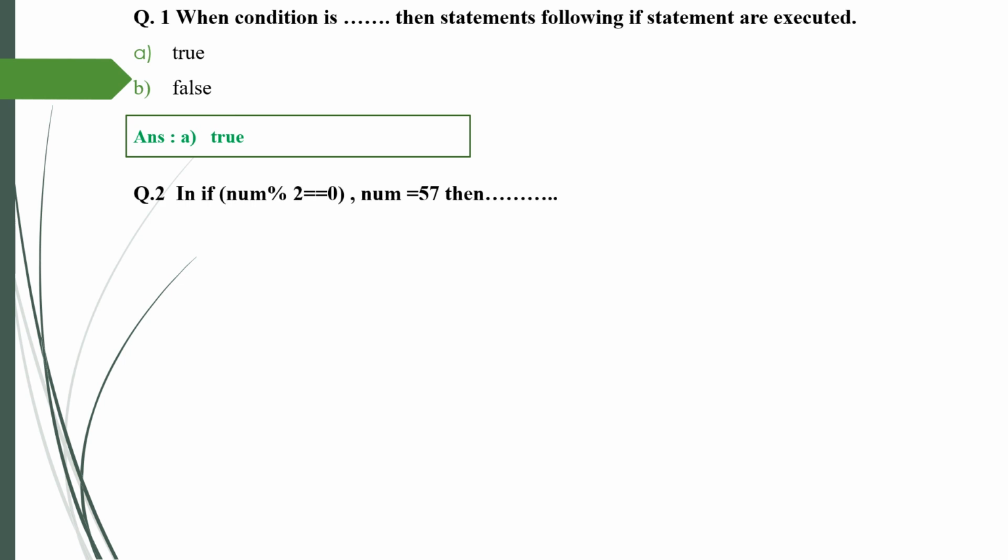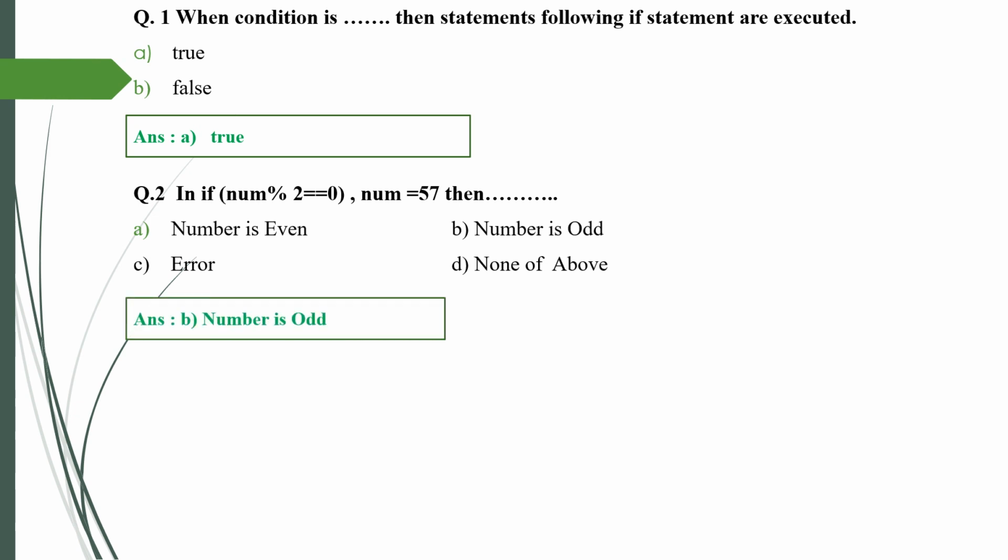Second question, if in brackets number modulus 2 is equal to 0, num is equal to 57, then the options are: number is even, second option number is odd, third option error, last option none of the above. So the answer of this question is number is odd.